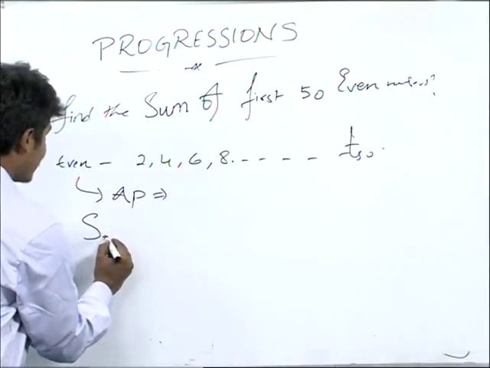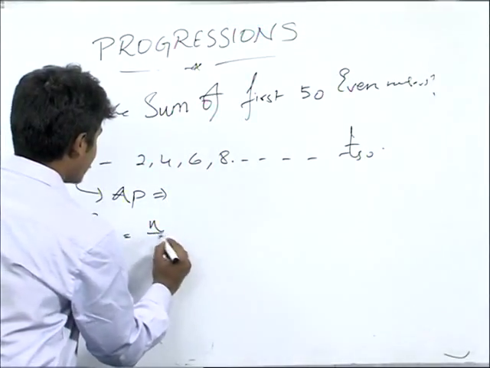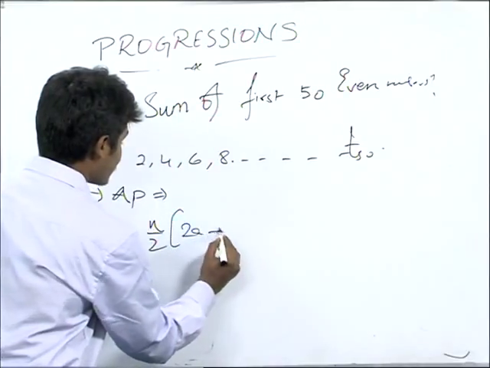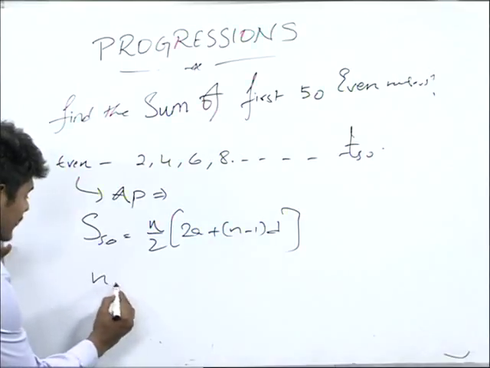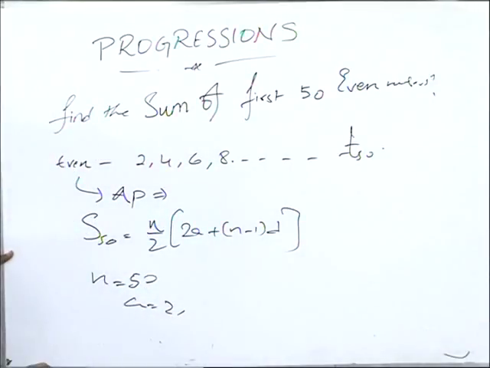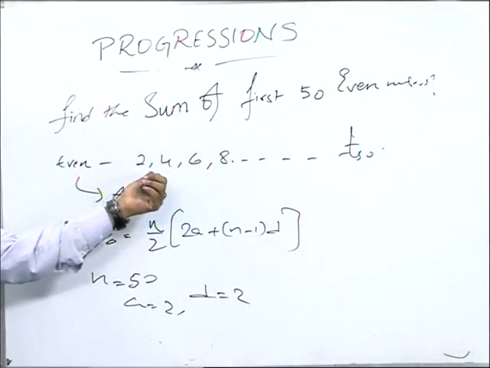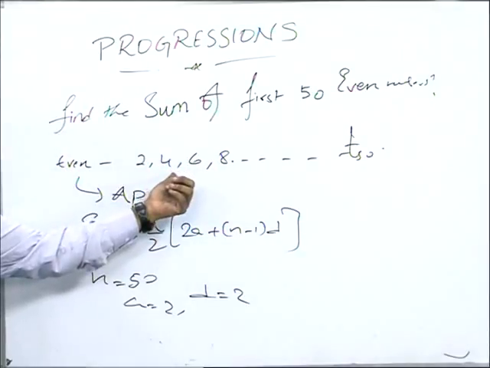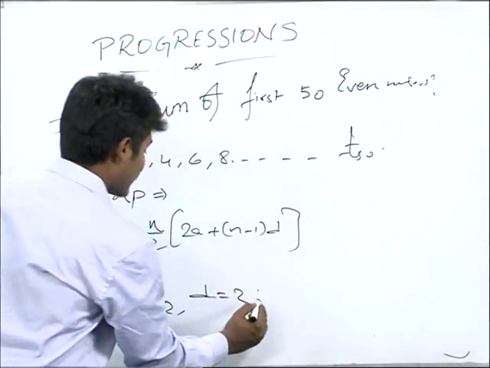So the sum of 50 terms is given by n by 2 into 2a plus n minus 1 into d. Here n is 50, a is 2, d is also 2, because 4 minus 2 gives a value of 2, 6 minus 4 gives a value of 2, 8 minus 6 gives a value of 2. So the common difference is 2.